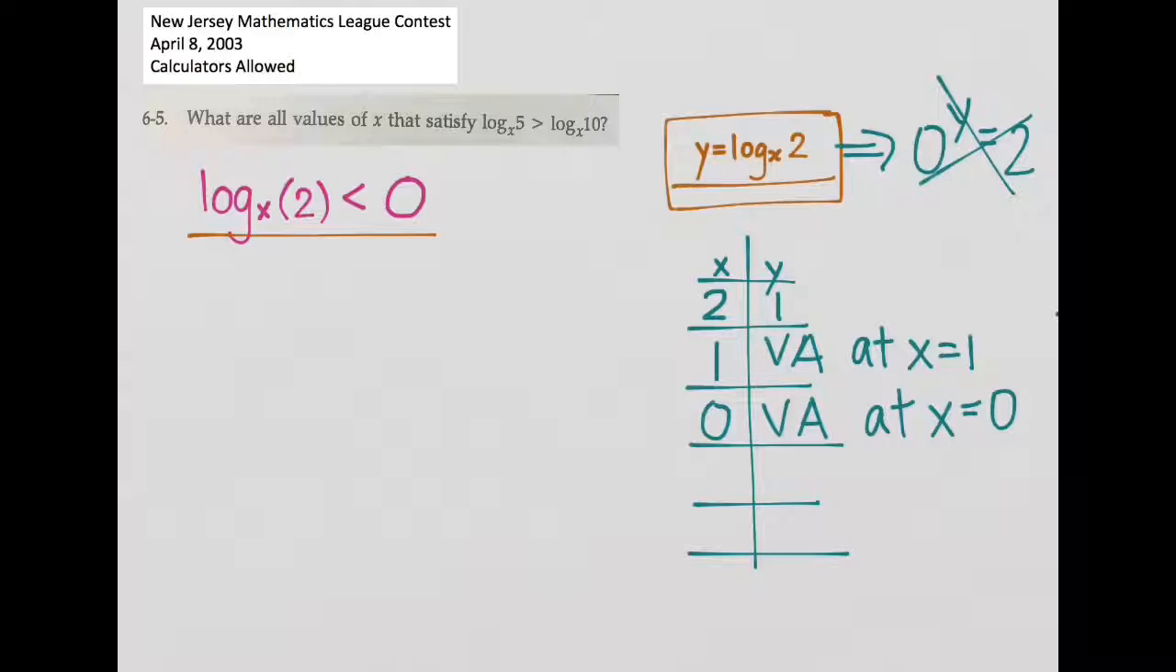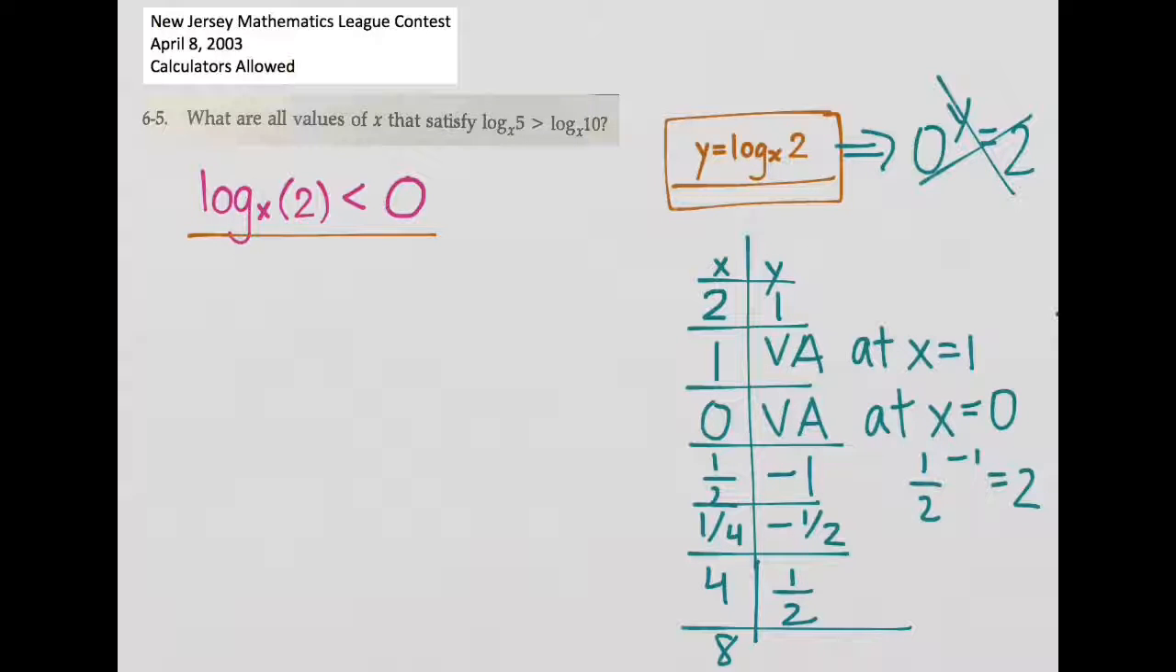When x equals 1/2, y equals -1, since 1/2 to the power of -1 gives you 2. When x equals 1/4, y equals -1/2, since 1/4 to the power of -1/2 gives us 2. When x equals 4, y equals 1/2. When x equals 8, y equals 1/3. Let's just plot the few points we've gathered in this table here and see how the graph looks.